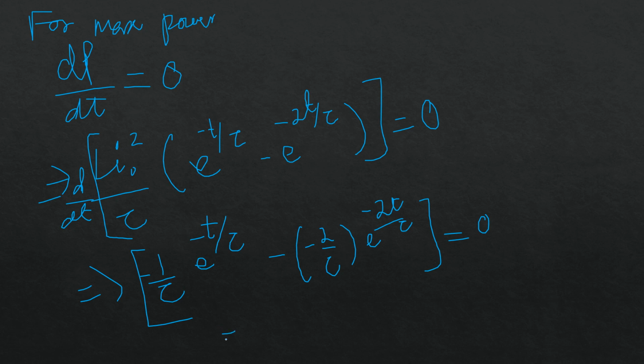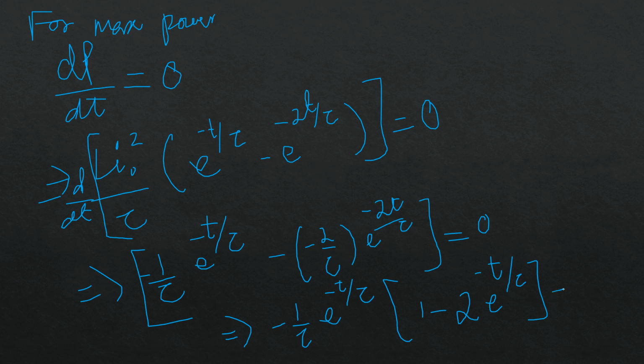So now what? I can write it as minus 1 by tau. Let me take this as common. See very carefully, I took the first term as common. So it will become 1 minus 2 e to the power minus t by tau is equal to 0. Pause the video and think about what I told. Take this one as common. This term will become 1, minus is there, and minus 2 whole into this, like this becomes 2, right? Think about it.